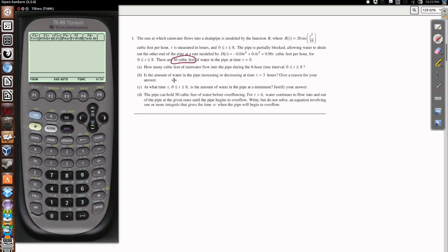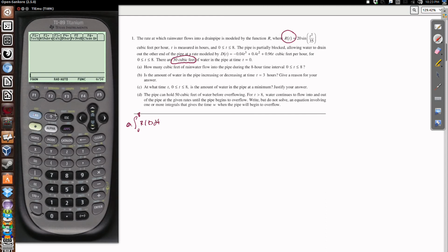Part A says how many cubic feet of rainwater flow into the pipe during the 8-hour time interval. So I have this rate here, r of t, and this is the rate at which water is coming in. So if I want to figure out the total amount of water that's come in over 8 hours, then on part A, what I want to do is find the integral from 0 to 8 of r of t dt.